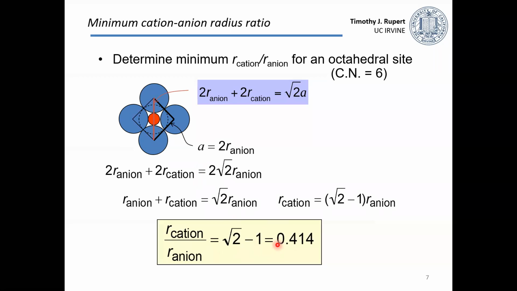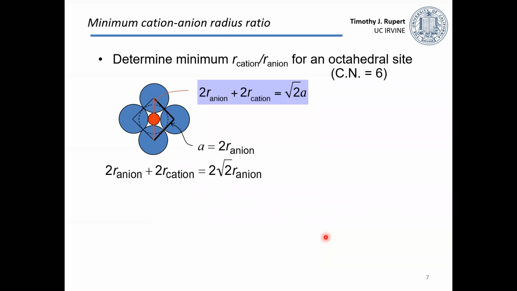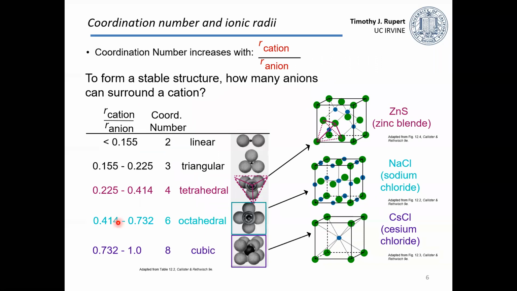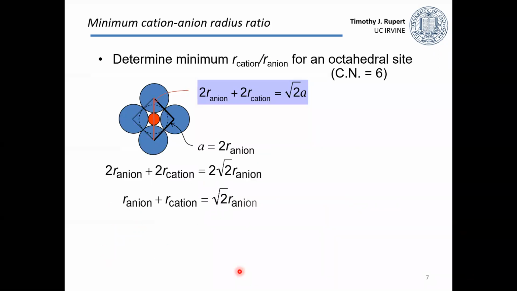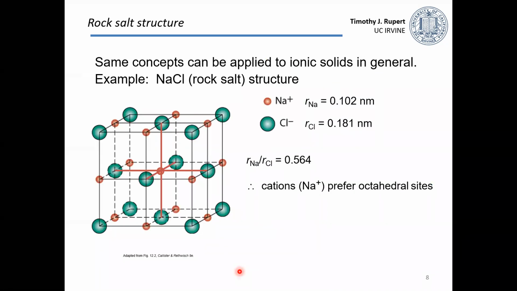So this is actually 0.414, the minimum cation to anion radius ratio for this octahedral site. This was that lowest value that we had in this table right here. Okay, so that's the minimum, and it can be a little bit larger than that. The next minimum we're going to calculate would be for the cubic site. We won't spend our time doing it here, but that's what you would do.